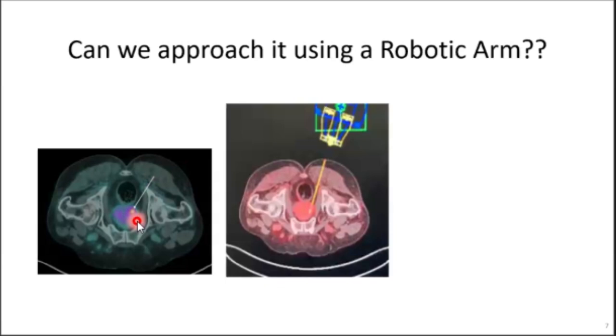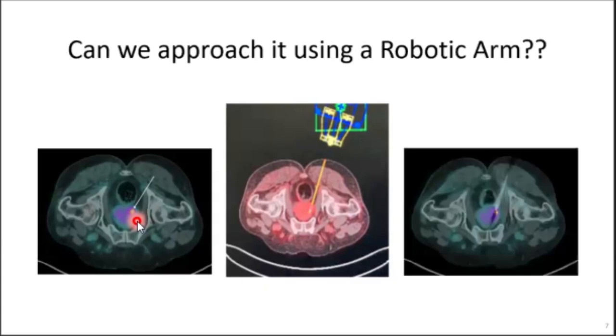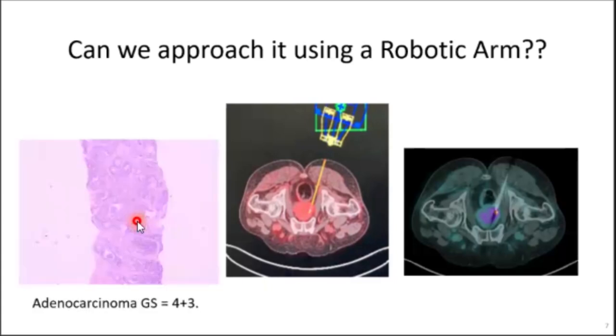Here, what we do, we feed these PET CT images to the robot. We give it the command: where is our target lesion, where is the entry point, what is my needle length. So according to that, this robot arm aligns itself, like a helping hand it is giving to us. So with precision, I can go confidently into the lesion in one go. So here, yes, we put the needle, we got a hit in one go. And this lesion comes out to be adenocarcinoma, Gleason score 4 plus 3.